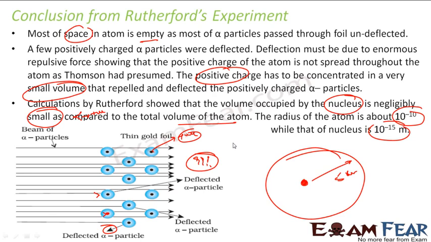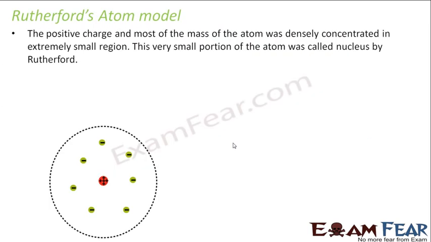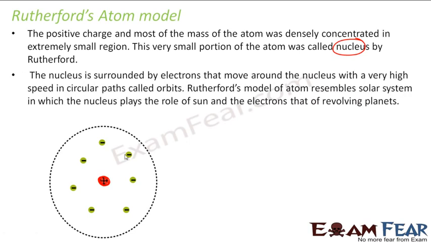This was concluded from the Rutherford experiment. Thus, Rutherford gave an atom model. He told that the positive charge and most of the mass is in a very small region. This region was called the nucleus. Rutherford gave the word nucleus. And he told that this nucleus is surrounded by electrons that move around the nucleus at very high speed. That was Rutherford's explanation, but that was incorrect.